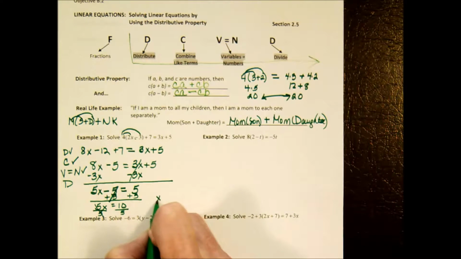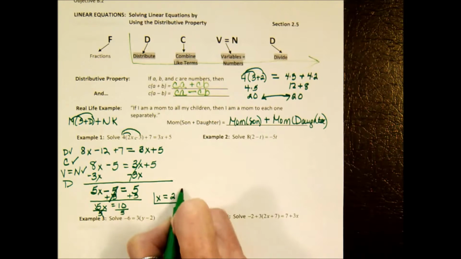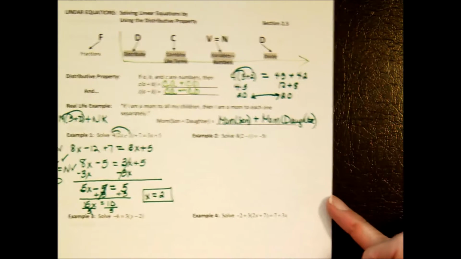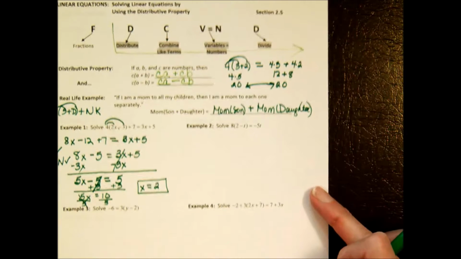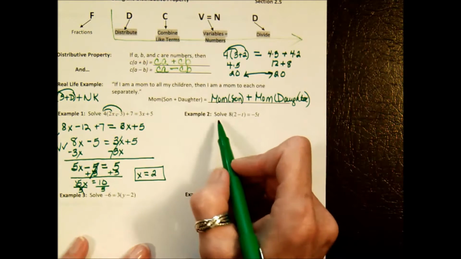And I get x equals 10 divided by 5 is 2. Be very careful that you write your solution exactly the way I'm doing it, because I'm doing it in a way that you're not going to get lost with what's happening. All right, let's try another one.